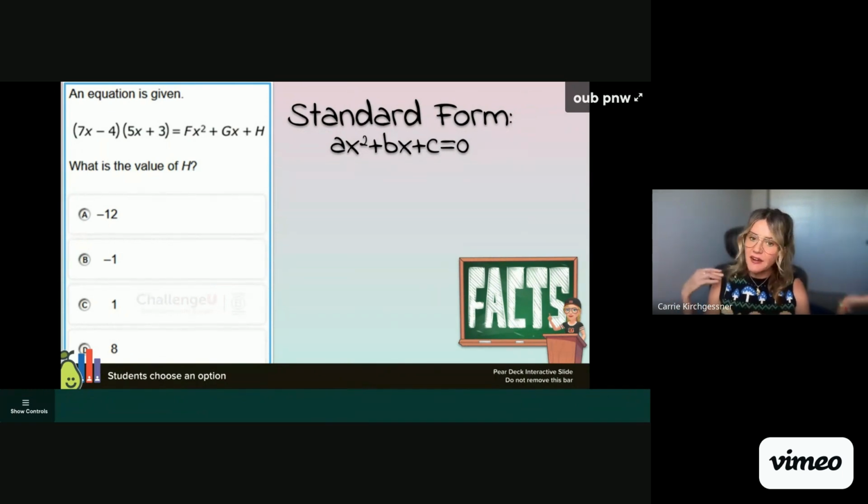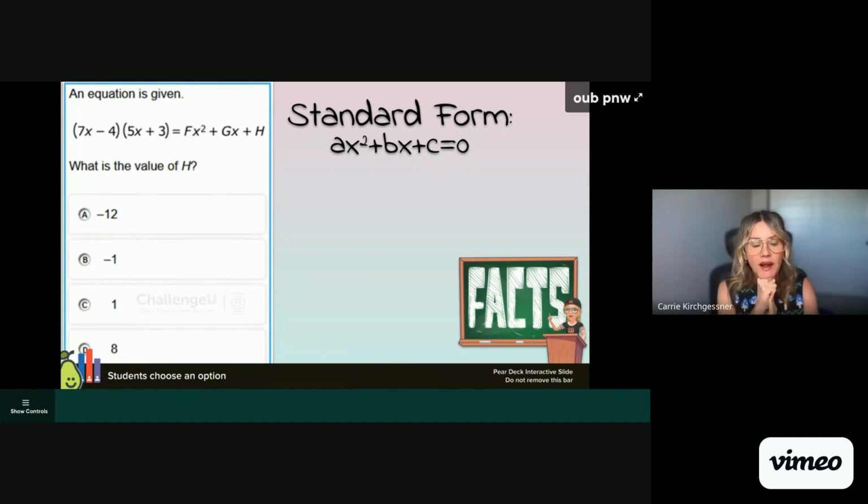We know that standard form, I feel like you guys maybe have heard of standard form, which is ax squared plus bx plus c equals 0. Maybe, maybe not. But this is giving us fx squared plus gx plus h. Well, f, g, and h are the numbers. X is the variable. In this case, h is constant.